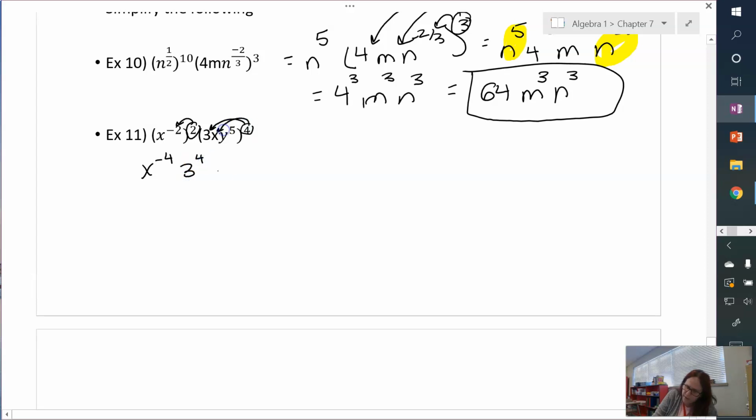Now apply it to the x to the 4th. Now apply it to the y to the 5th. This is where I multiply, so I get y to the 20. Look at, I have x to the negative 4 and x to the 4. That gives me x to the 0. And then I have 3 to the 4th, y to the 20. X to the 0, that just goes to 1.